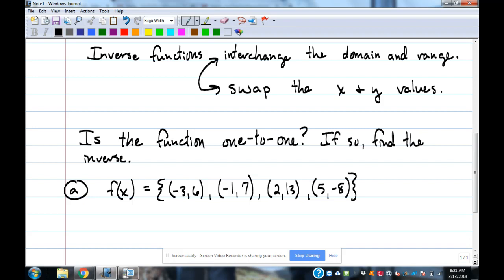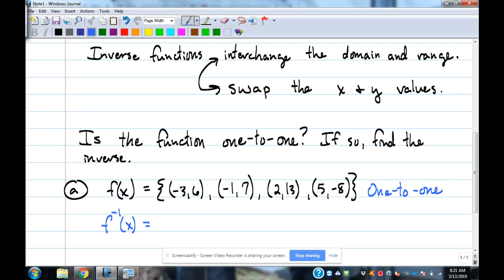Is it one-to-one? Yes. We got 6, 7, 13, and -8, all different y values. So there's none that are the same. So that is a one-to-one function. And now for the easy part, the inverse. The notation we use for inverse is f inverse of x. It's like a little -1 exponent on the f, or whatever the name of the function is.